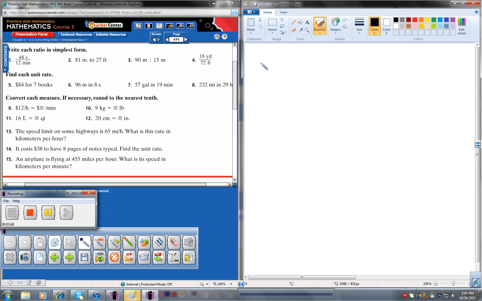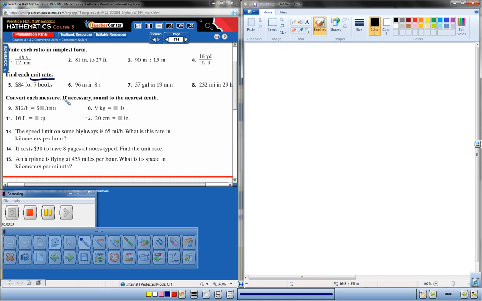Questions 5, 6, 7, and 8 ask for the unit rate. Now I don't have to worry about the units till the end. I can just divide. So I have $84 divided by 7 books. Doing the numbers first, 84 divided by 7 is 12. That's not my answer because it's a rate, and so that's $12 per book.